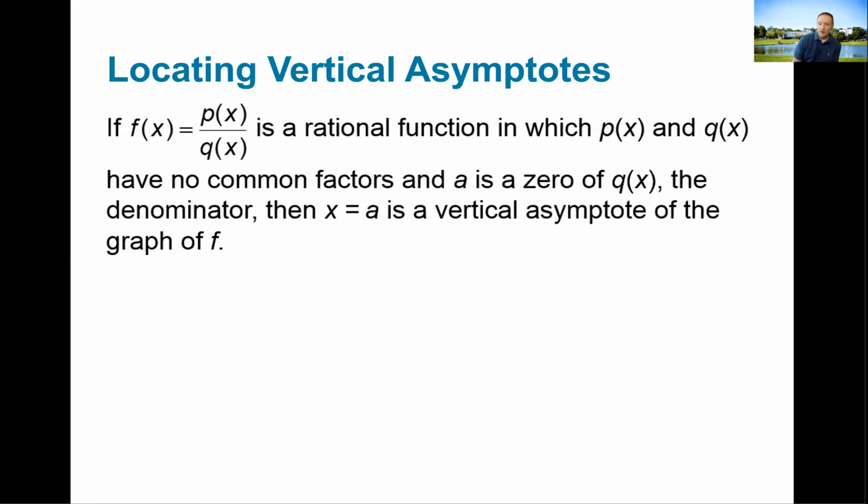Now, vertical asymptotes are also going to be values that cannot exist on your original functions. You can never cross a vertical asymptote. It's going to be at those points where the rational function is undefined. It's where the denominator is zero. So that carries on to locating your vertical asymptotes. If f of x is equal to p of x over q of x is a rational function in which p of x and q of x have no common factors, so if you can't reduce any factors of q of x with the numerator p of x, then you can say any zero of q of x is going to be the location of a vertical asymptote of the graph of f.